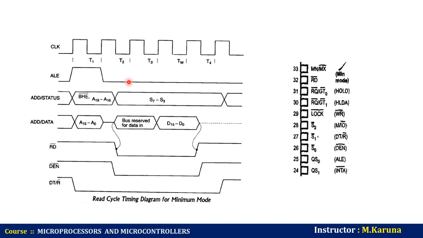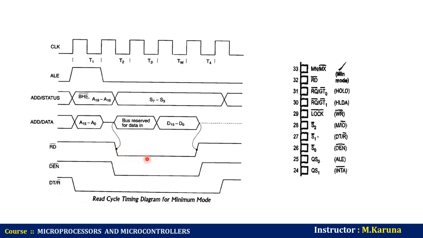During T2, S3 to S7 are separated from the address lines, and the A19 to A16 lines are separated. If the processor wants to perform a read operation, the RD bar signal will be activated during T2. It is activated for the T2 duration. RD bar means an active low signal, so here the pulse must be low.